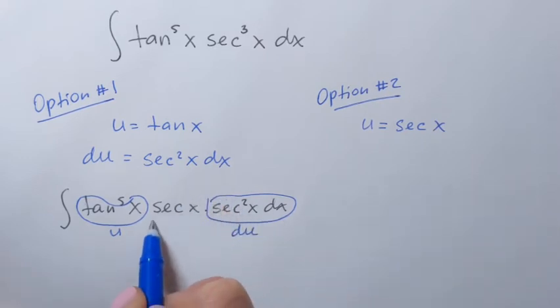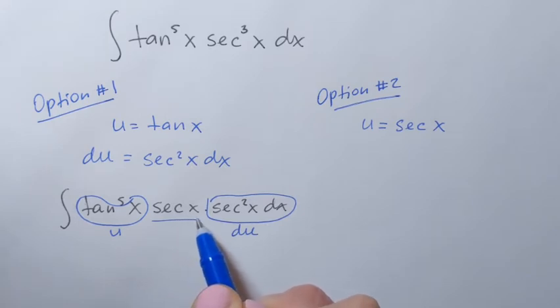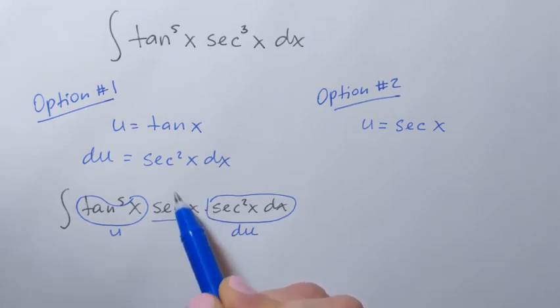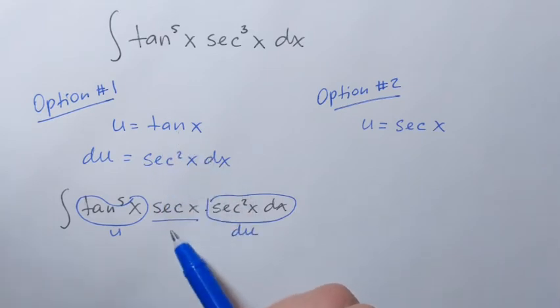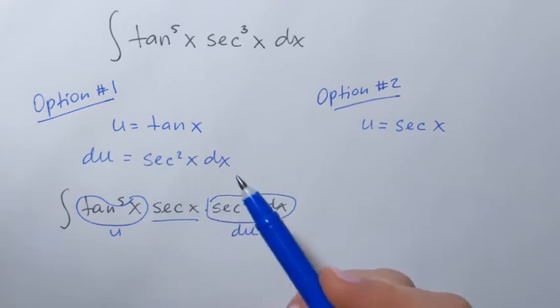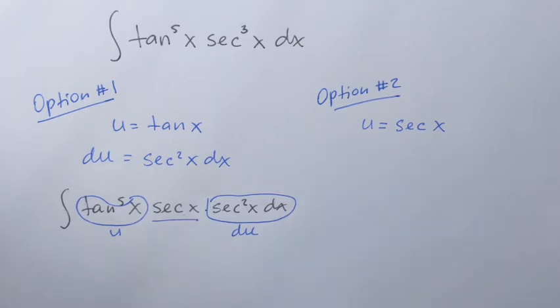And now I'm left with this factor, which is just secant of x. Now, if I can replace secant of x with tangent of x, then I'm good. Then I can replace everything with u. But can I do that? Well, at this point, I have to refresh what kind of identities I can use, identities that connect secant and tangent. And the one that we usually use to relate secant and tangent is the following.